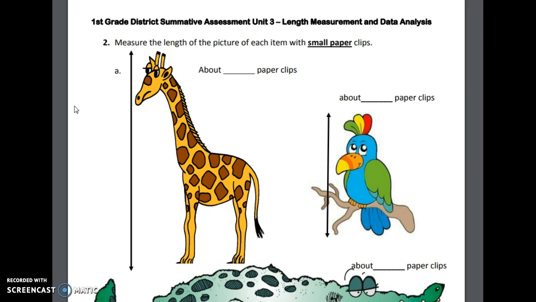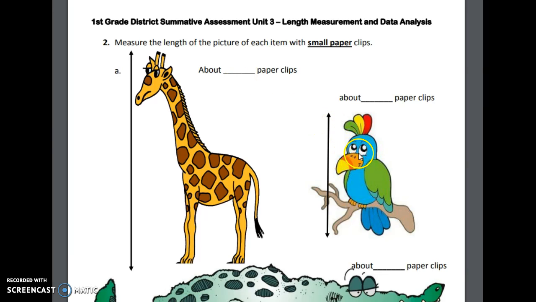Question 2, you're going to be measuring. It says measure the length of the picture of each item. Some of you may be using paper clips, some of you may be using centimeter cubes. So whichever tool your teacher has given you, you're going to measure. And you'll be measuring on this line. So measure this giraffe and write the correct answer on the blank.